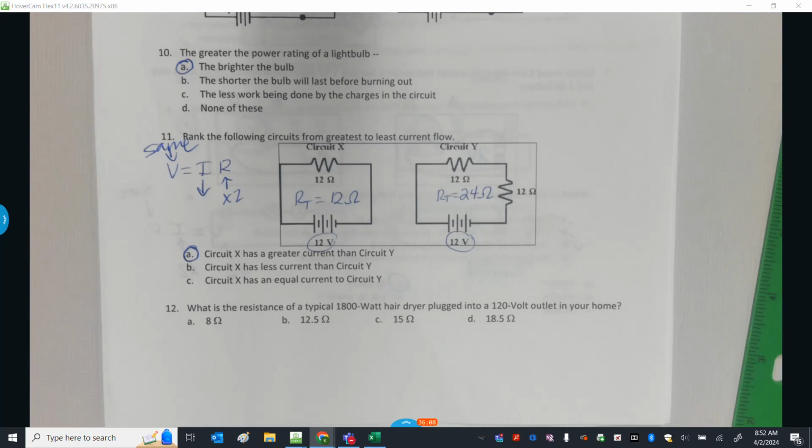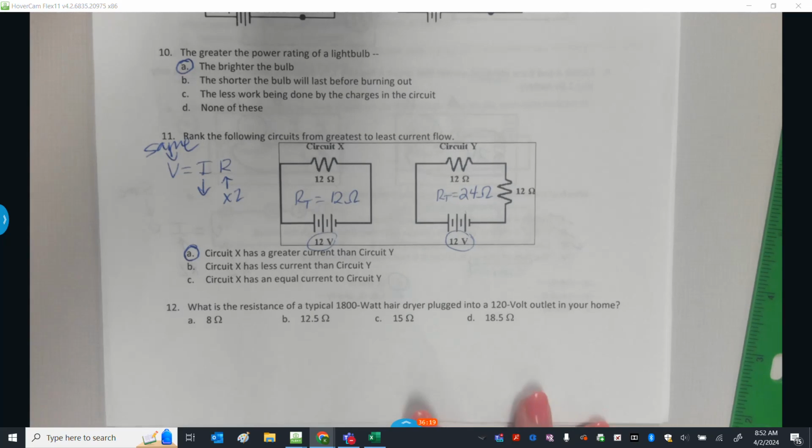About 80% of you got that one right. At least nobody put D, because there wasn't a D. But last period, somebody put D. So make sure you're bubbling carefully.